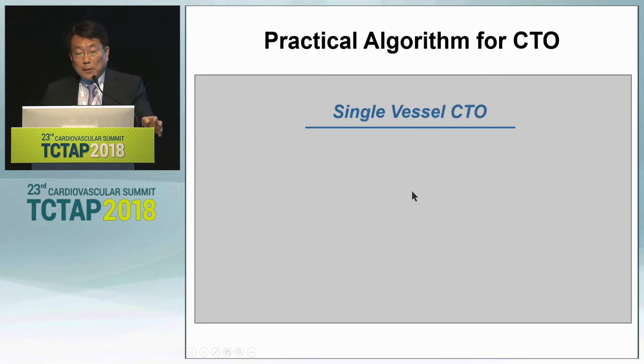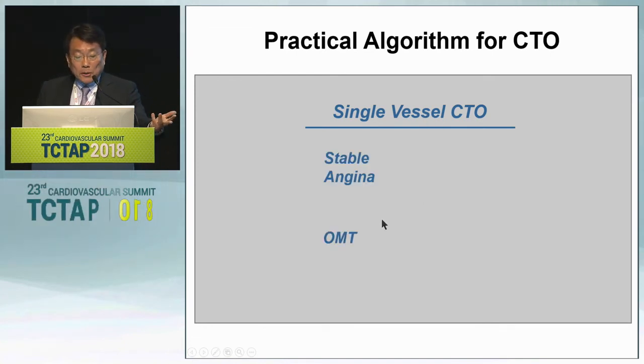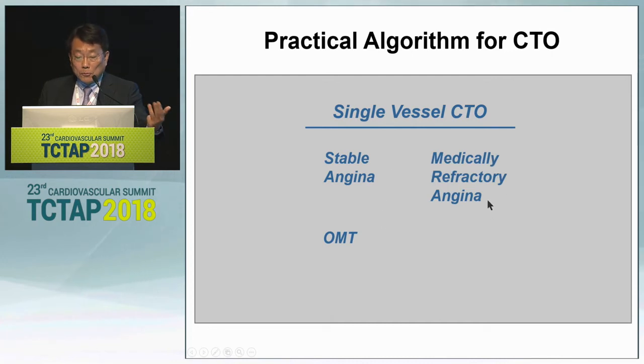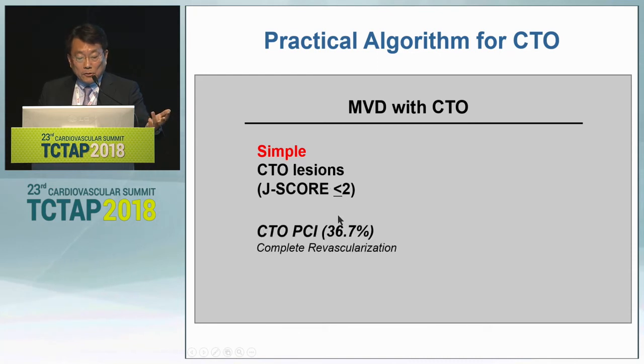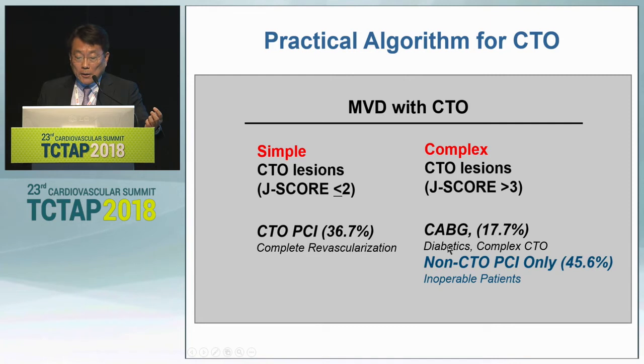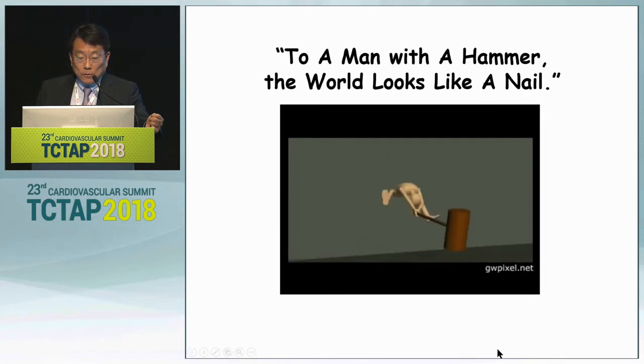So I would suggest a practical algorithm for CTO. Single vessel CTO with stable angina, don't touch. Medically refractory angina, I don't believe too much, however in those cases we're going to do the PCI. However, in practical terms, I believe stable angina is much, much bigger. Then the unstable. Multivessel CTO with a simple CTO lesion, J-CTO score less than 2, why not? We can do complete revascularization with CTO PCI. However, for complex CTO lesion subsets, especially in diabetic patients, complex CTO, sometimes non-CTO PCI only, almost 46% of our registry data, is quite an acceptable alternative treatment modality for multivessel disease with a CTO. I believe so.